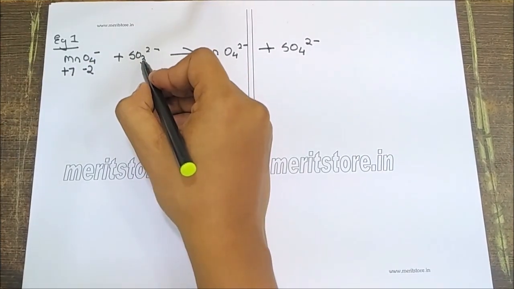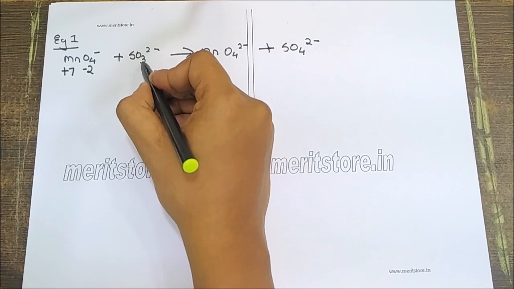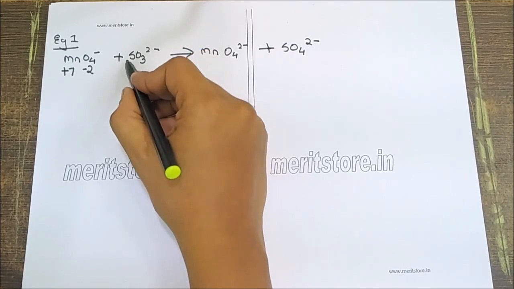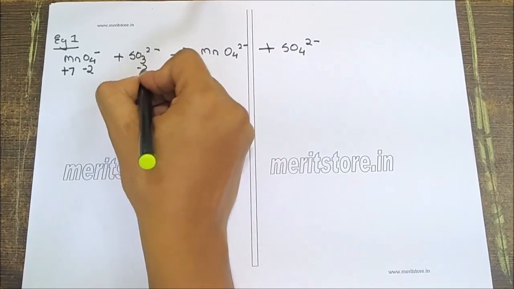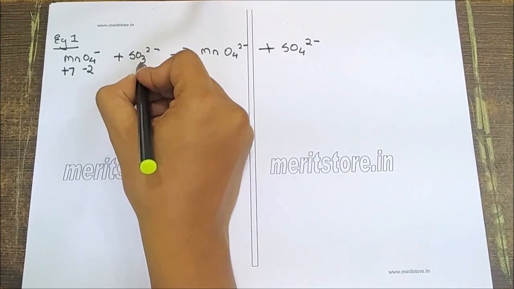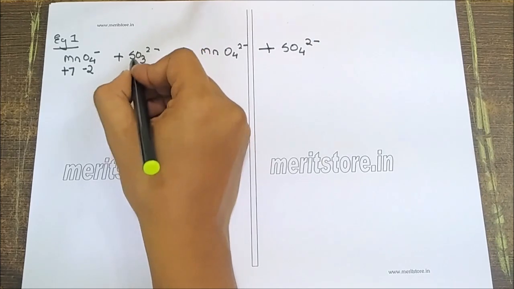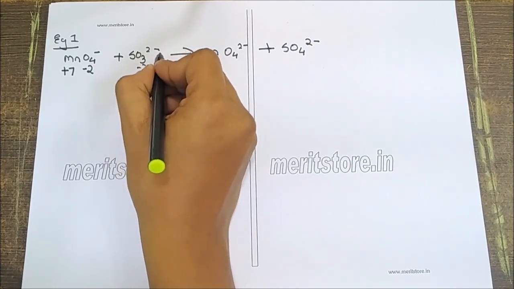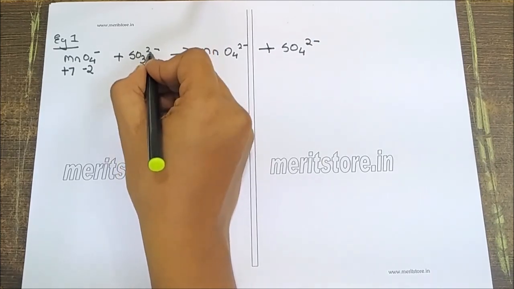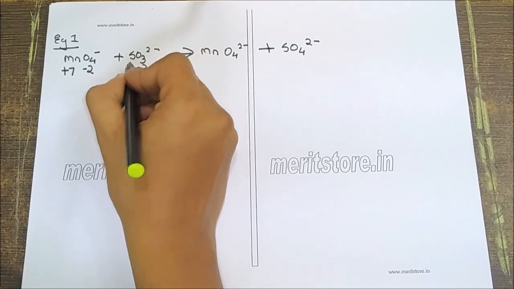Same way here, -2 into 3 is how much? -6. So the oxidation number of sulfur plus -6 should be equal to -2. -6, when it goes to the other side, will become +6. So +6 and -2 is how much? +4.